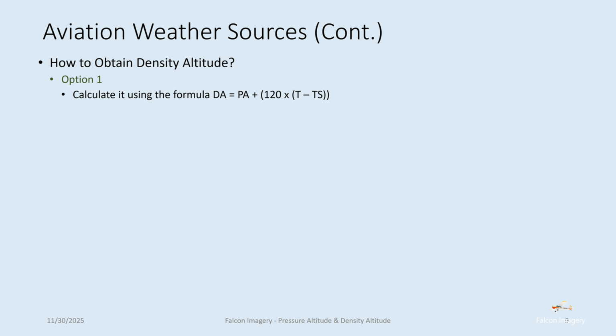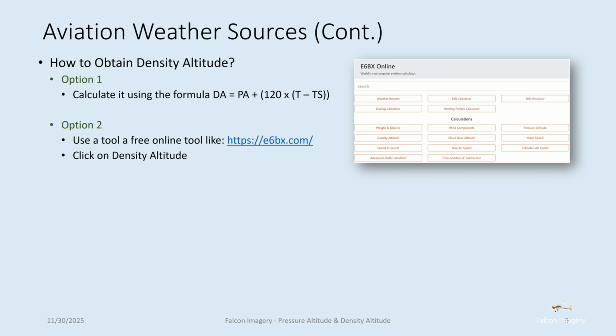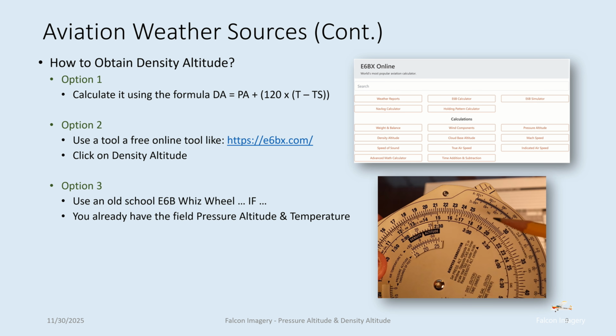Well, how do we obtain the density altitude? Again, we can use the formula that I just went over. Two, you can use a free tool such as e6bx.com, click on density altitude, put the airport code in there, and you get the density altitude. And again, you can use the E6B whiz wheel if you want to go old school. If you already have the pressure altitude and the temperature, you can determine the density altitude. So that's pressure altitude and density altitude, what it is, why we care, and how we go about determining them.